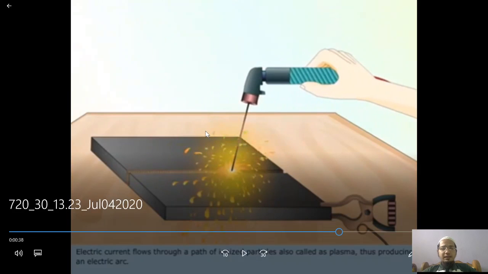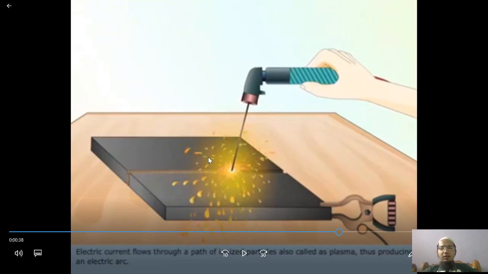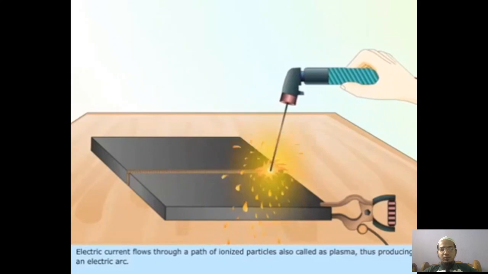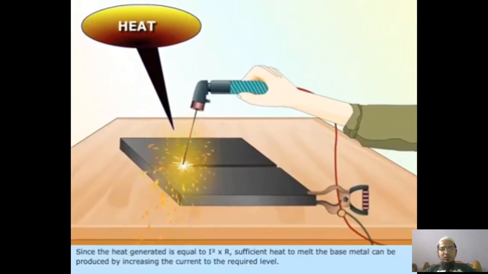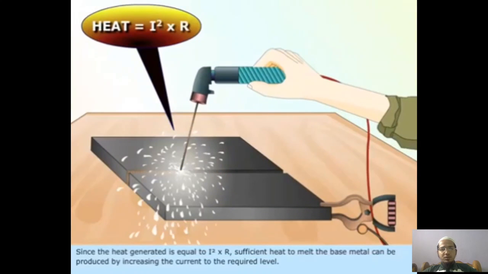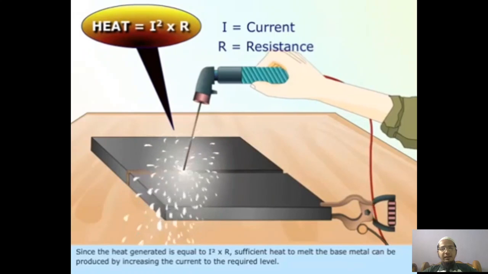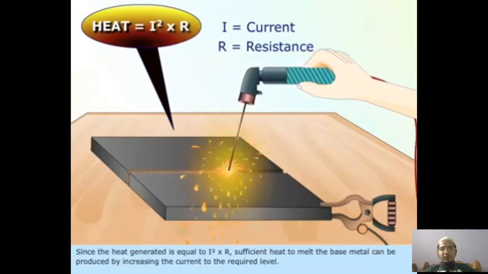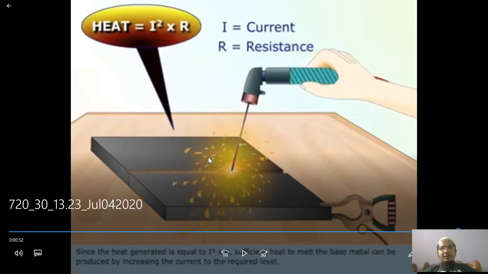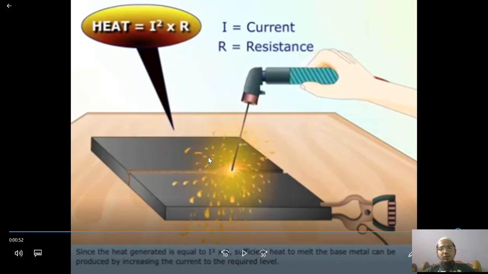Now how is the heat generated? As we know, heat equals I square R, where I is the current and R is the resistance. Heat is generated as I square into R. So by means of this principle, heat is applied and the two metallic members will get joined by means of welding. Hope you have understood the process of welding and it has cleared your idea about the welding process.